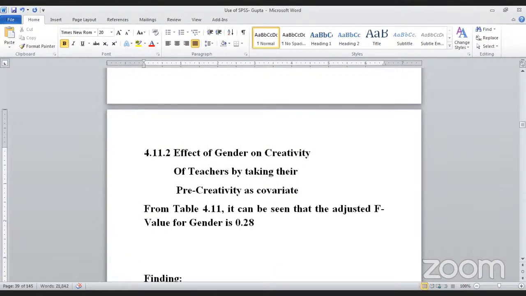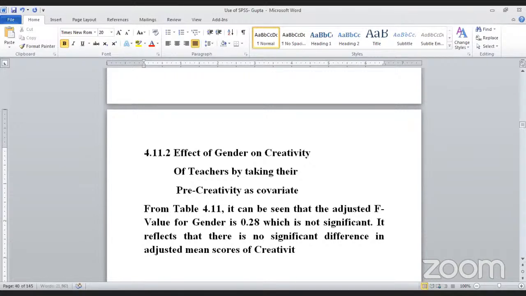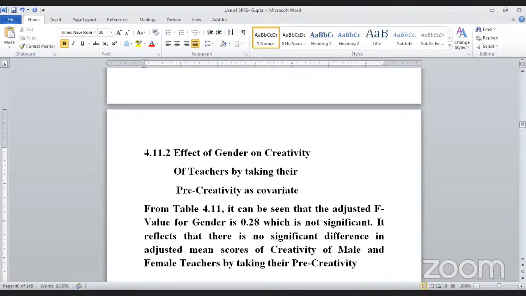It is 0.28, which is not significant. It reflects that there is no significant difference in adjusted mean score of creativity of male and female teachers by taking their pre-creativity as covariate.